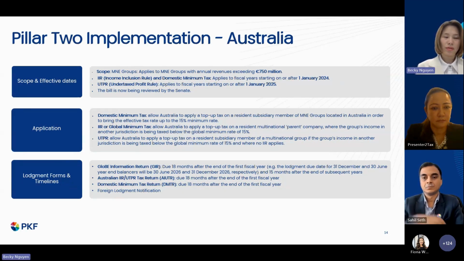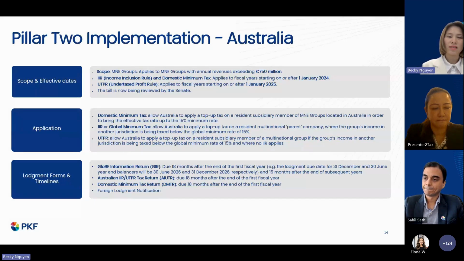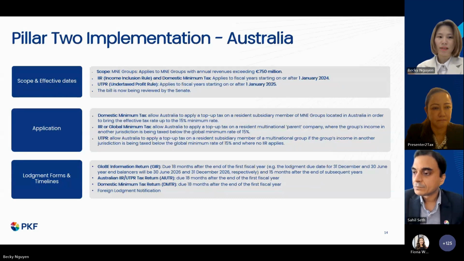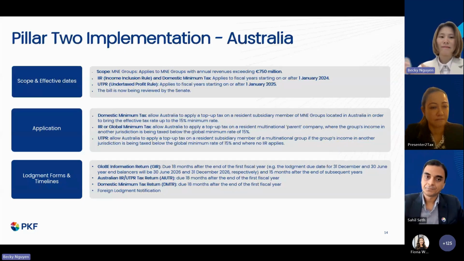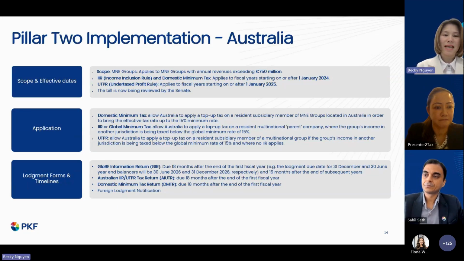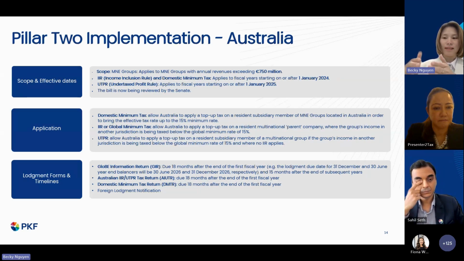And this Pillar 2 solution includes several applications. The first one, domestic minimum tax. It allows Australia to apply a top-up tax on the Australian subsidiary of an MNE group so that it can bring the effective tax rate of that entity up to 15%. Second, global minimum tax. It allows Australia to apply a top-up tax to an Australian parent company of an MNE group, where the group's income in any other jurisdiction is being taxed below 15%.